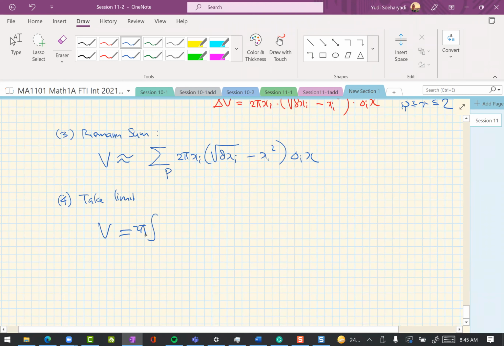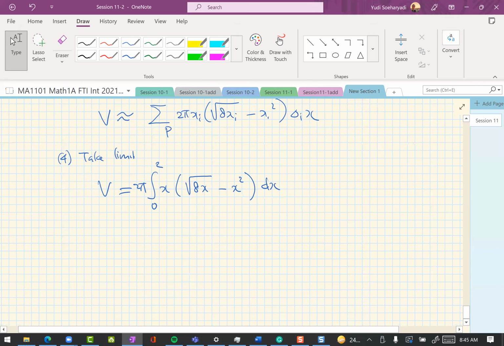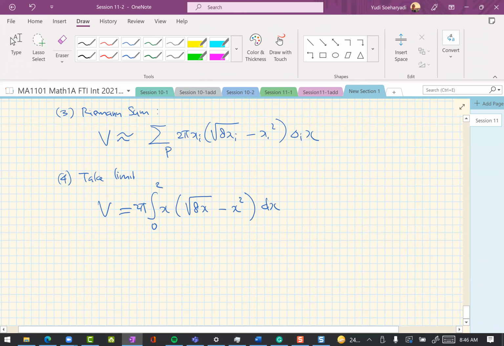So take the 2 pi out. Integration from 0 to 2, x times the square root of 8x minus x squared dx. Okay. Any questions? See that you don't need to memorize any formula except the formula related to what revolves, so area of square, of course, area of disk. Okay. Others. Questions?